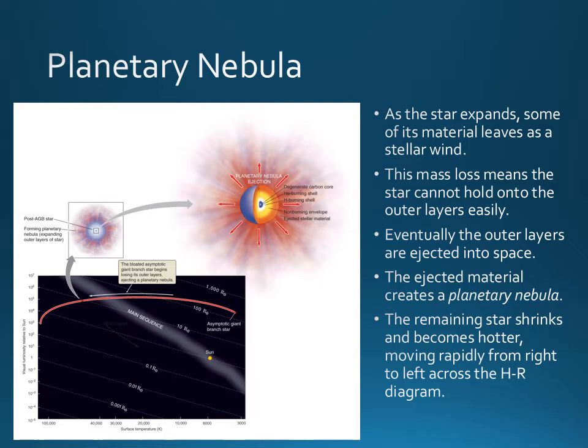This mass loss means the star cannot hold on to the outer layers easily. Eventually, the outer layers are ejected into space. The ejected material creates a planetary nebula. Note that planetary nebulae have nothing to do with planets. The remaining star shrinks and becomes hotter, moving rapidly from right to left across the HR diagram.